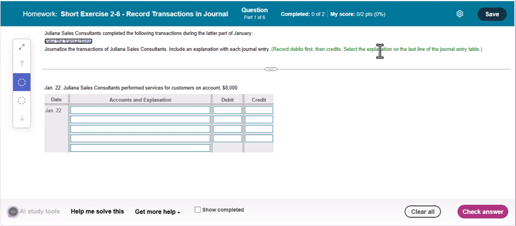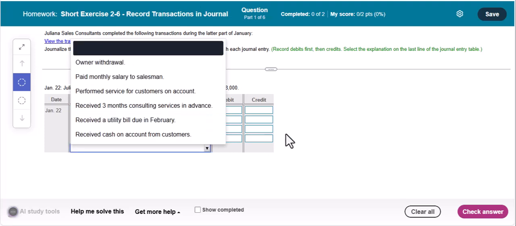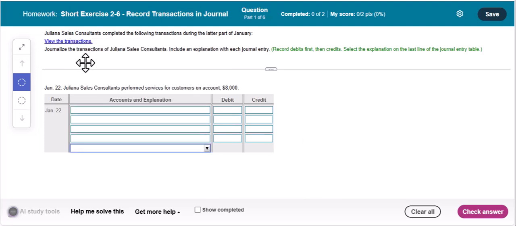Select the explanation on the last line of the journal entry table, which is right here. So here's the first transaction. Notice they've already put the date in for us. So it says Juliana Sales Consultants perform services for customers on account for $8,000.